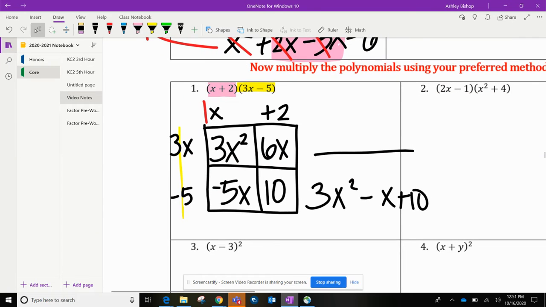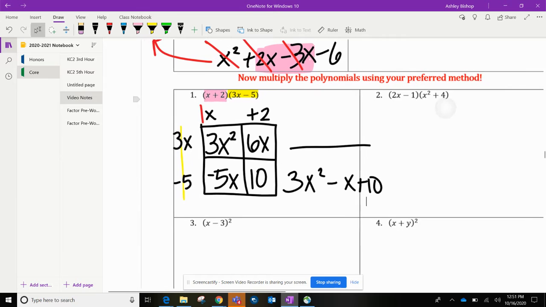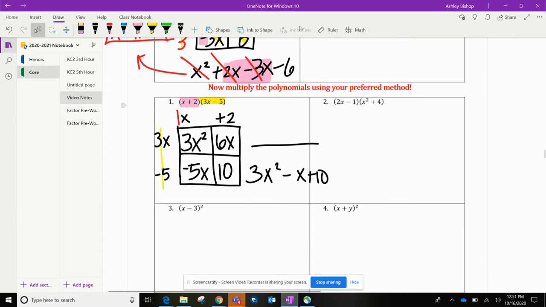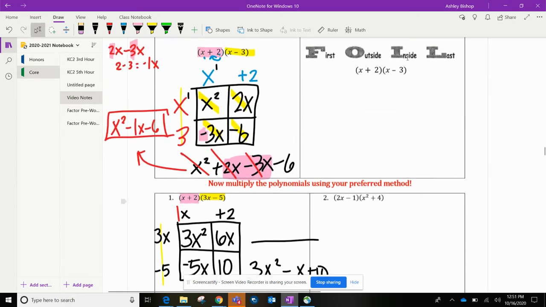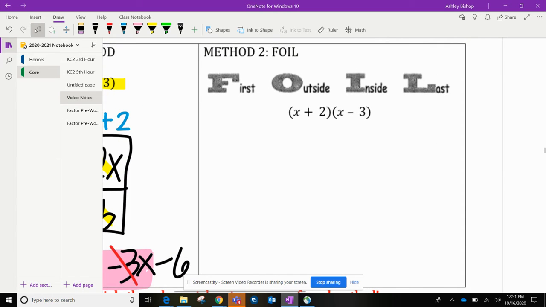So I went through this last problem a little quickly, but I'm going to post my answer key that I did from the notes in class that has all of these examples done. I'm not going to do all of these examples, but I want you to try them and then check your work with my answer key. But I'm going to do the FOIL method in this video now.